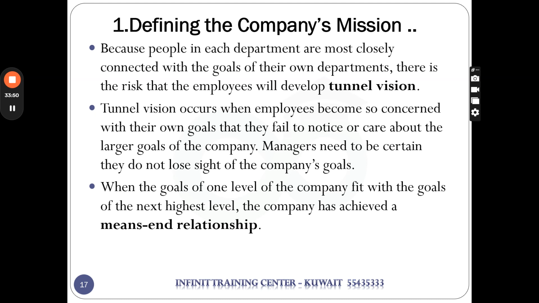So defining the company's mission, we are continuing, because people in each department are most closely connected with the goals of their own departments. There is a risk that employees will develop tunnel vision. What is tunnel vision? When employees become so concerned with their own goals or their own department's goals, and they are not looking towards the company's goals as a whole. That is what we call tunnel vision. They are not seeing anything outside, they are just focusing on their own activities and how they are doing it.